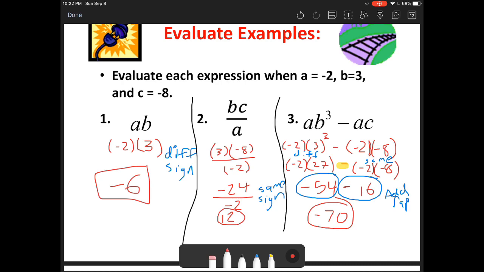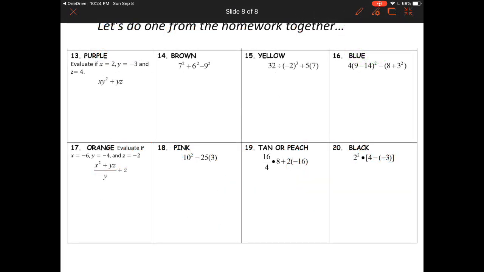All right, coolio. All right, so go ahead and pull your homework out. That's the color by numbers. And let's skip all the way down to number 17. This one's a pretty tough one. So we're going to do this one together.